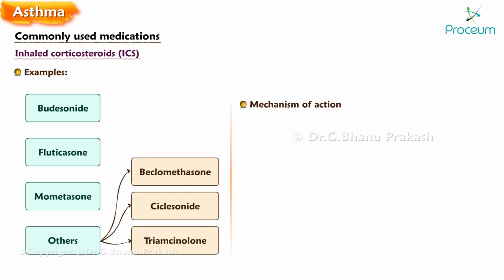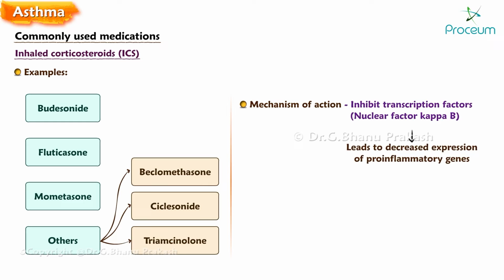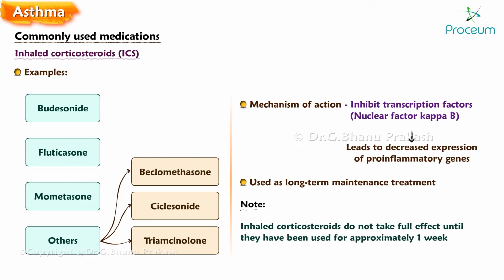Mechanism of action: inhibit transcription factors. Nuclear factor kappa B leads to decreased expression of pro-inflammatory genes. Used as long-term maintenance treatment. Note: inhaled corticosteroids do not take full effect until they have been used for approximately 1 week.